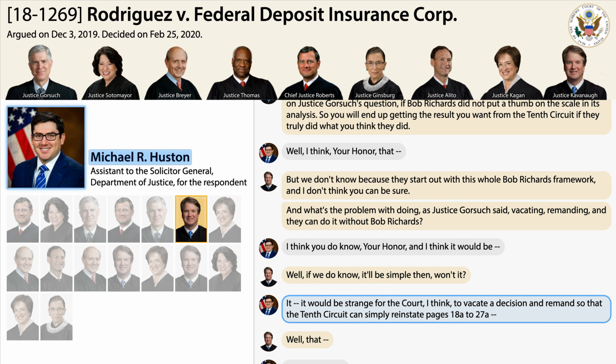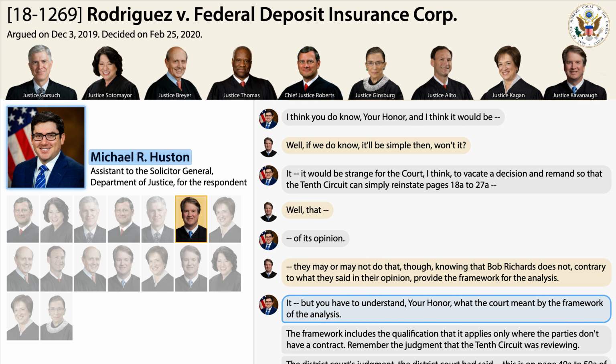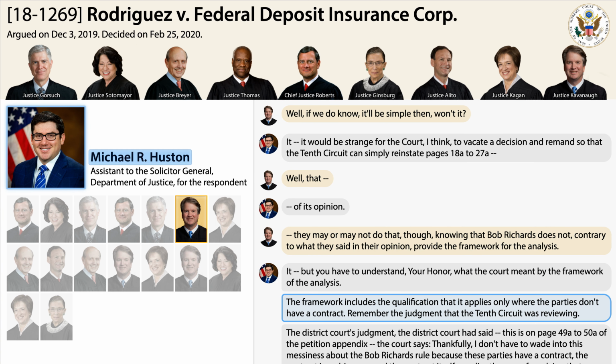It would be strange for the court, I think, to vacate a decision and remand so that the Tenth Circuit can simply reinstate pages 18A to 27A. Well, they may or may not do that, though, knowing that Bob Richards does not, contrary to what they said in their opinion, provide the framework for the analysis. You have to understand, Your Honor, what the court meant by the framework of the analysis. The framework includes the qualification that it applies only where the parties don't have a contract.